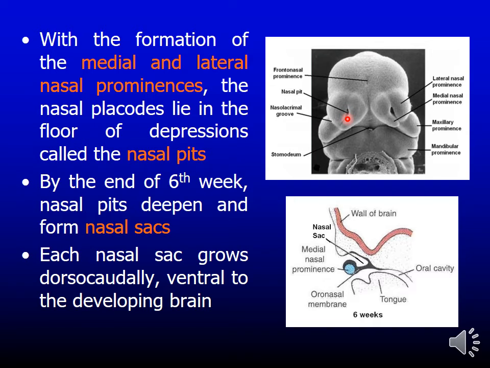By the end of the sixth week, these nasal pits deepen and form nasal sacs. These nasal sacs grow in a certain direction, which is the dorsocaudal direction, ventral to the developing brain. This is the nasal sac, as you can see. The direction of the growth of these nasal sacs is dorsocaudal.